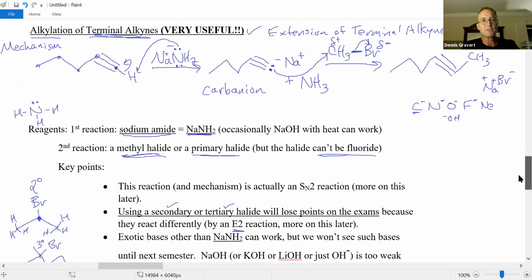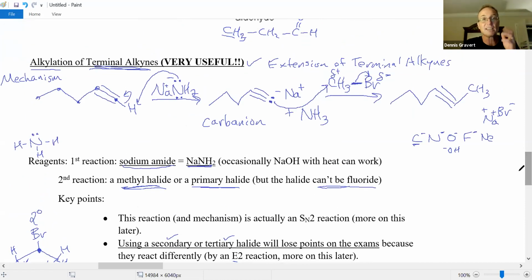A lot of students get fixated. They say, ooh, NaNH2, this is alkylation. And that's not always true. You can have a different base here, and it could still be alkylation, but we won't see that until next semester. And I just lied again.